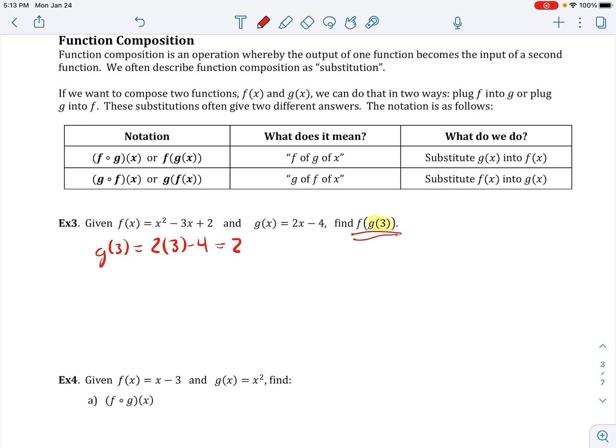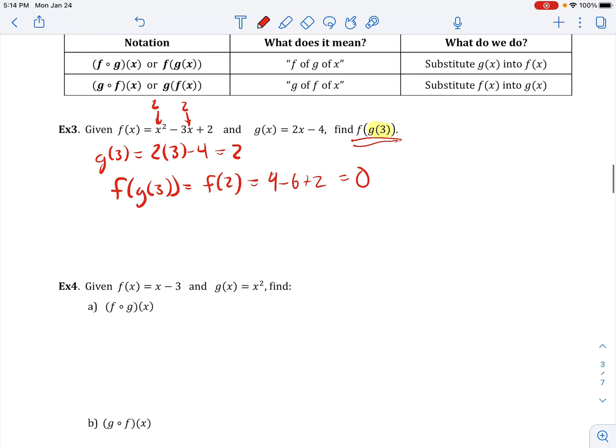That's 2. So now I need to find f of g of 3, but I know what g of 3 is. G of 3 is 2. So I'm finding f of 2. I put 2 in here, and that's going to be 4 minus 6 plus 2. That's not too bad. Is that 0? Yeah, that's 0. F of g of 3 is actually 0.